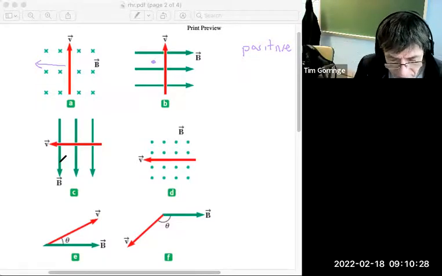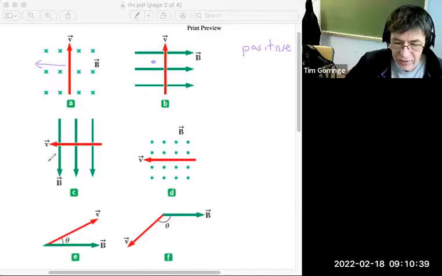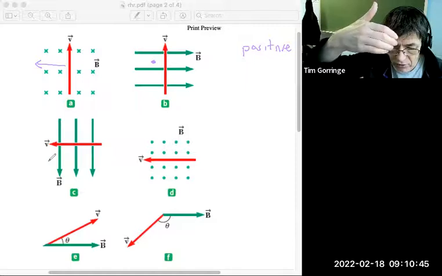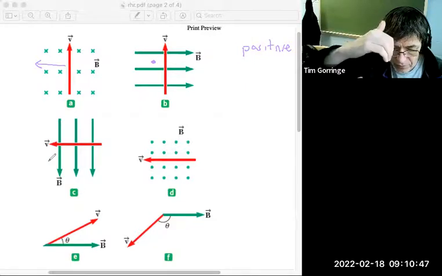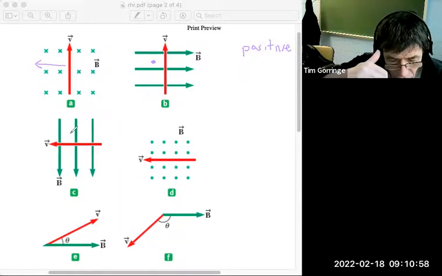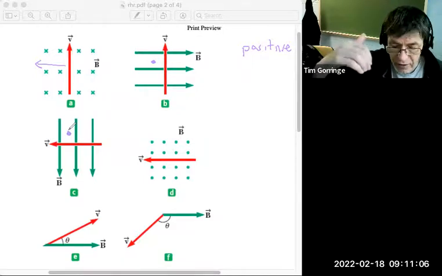On to C. I'm going to get faster and faster as I walk through these. On to C, I've got the velocity vector pointing towards the left-hand side. I've got a magnetic field that's pointing downwards, so I'm going to curl my fingers downwards. And that tells me, through the direction of my thumb, which is pointing out of the screen, that the magnetic force on this positive moving charged particle is out of the screen. So I'm indicating that with a solid dot again.